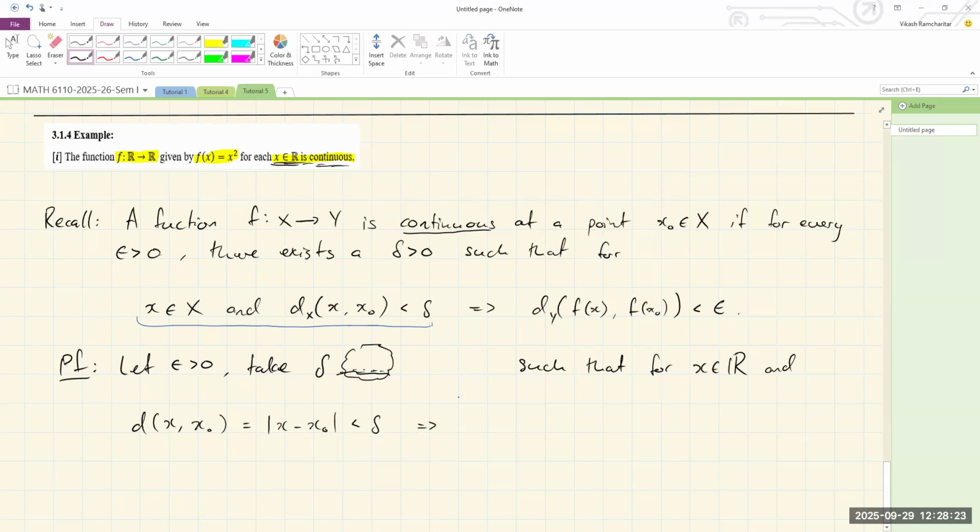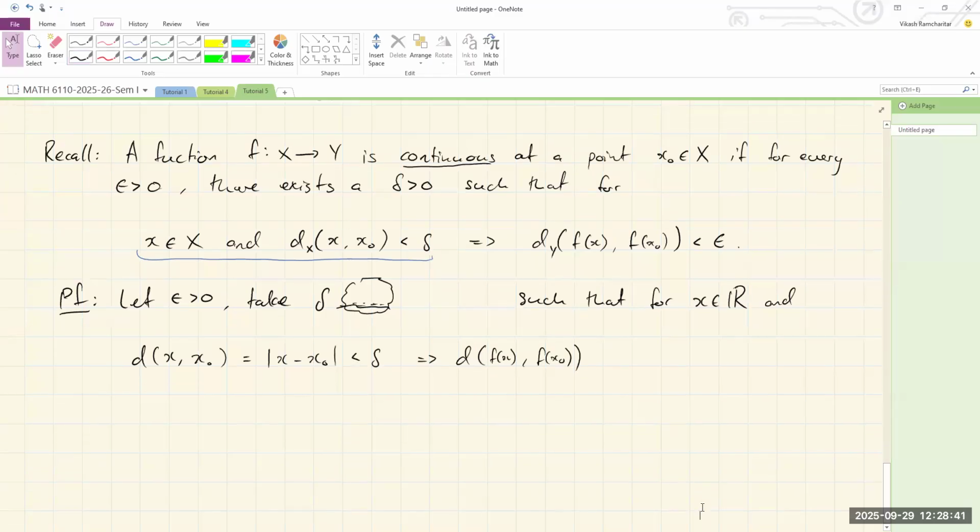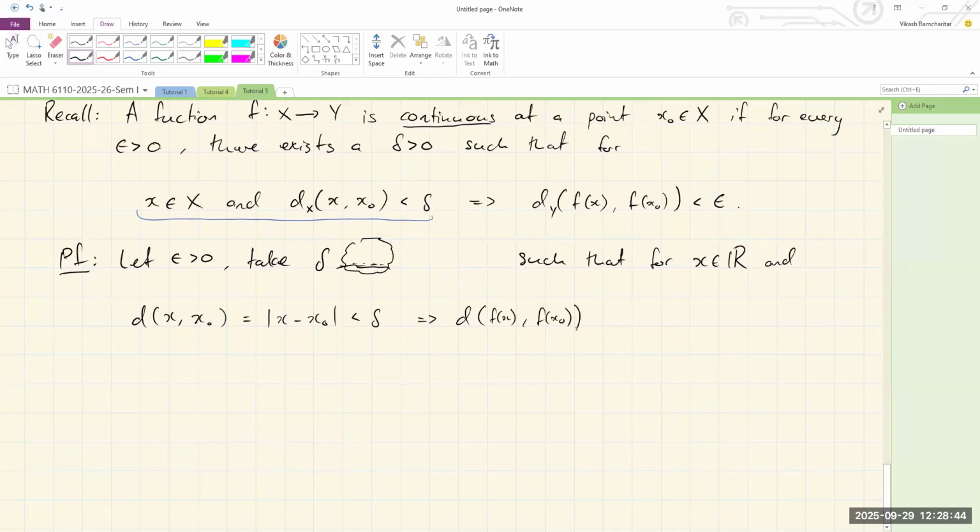implies, and what do I want to get? I want to get that the distance between f of x and f of x0 is less than epsilon, but I need to show that it's going to be less than some epsilon. So I can't put that down just yet. So let me write out what this is.